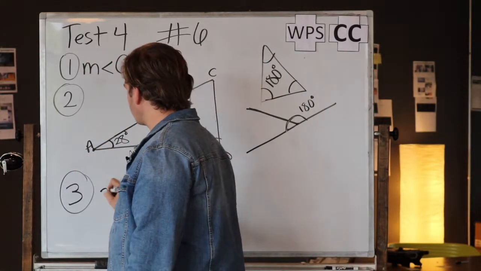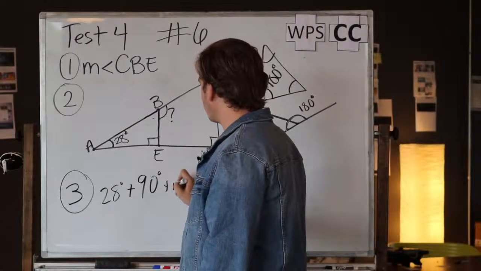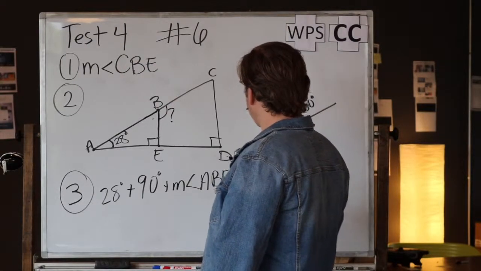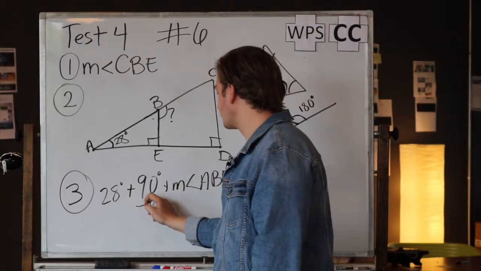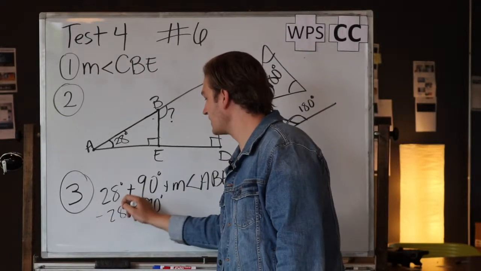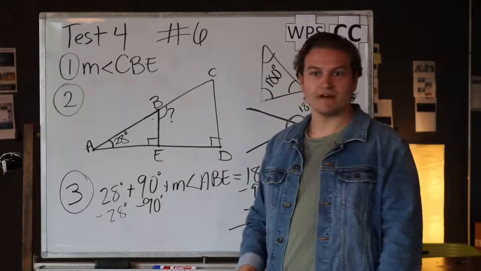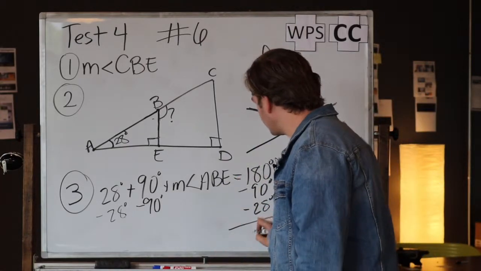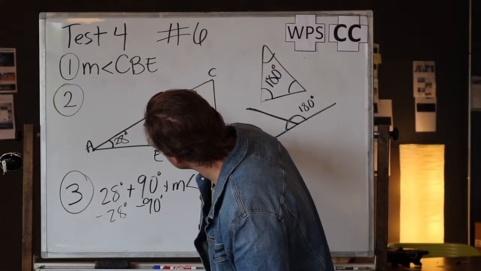So we'll have 28 degrees plus 90 degrees plus the measure of angle ABE equals 180 degrees. Now, to find the measure of angle ABE, we're going to subtract 90 degrees from both sides, and we're going to subtract 28 degrees from both sides. And when you do that, you find that the measure of angle ABE is 62 degrees. So this angle measure right here is 62 degrees.